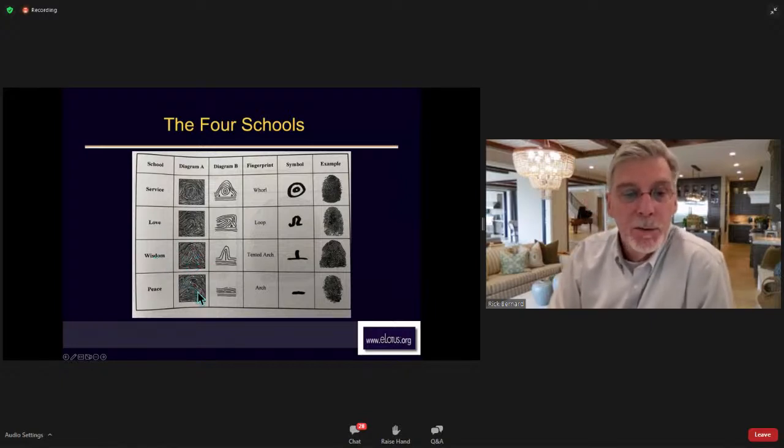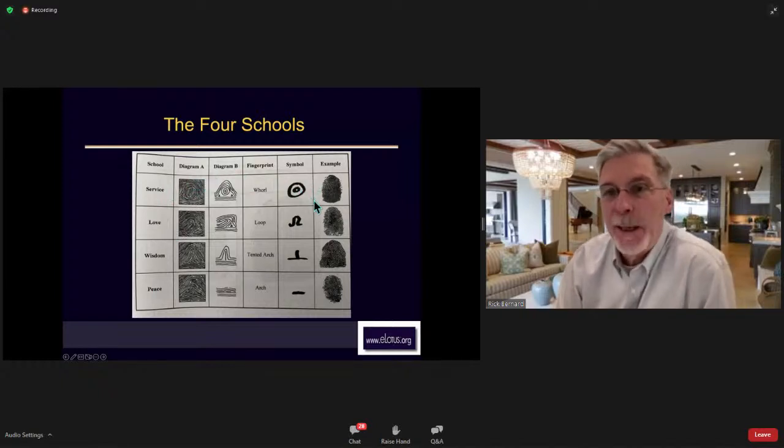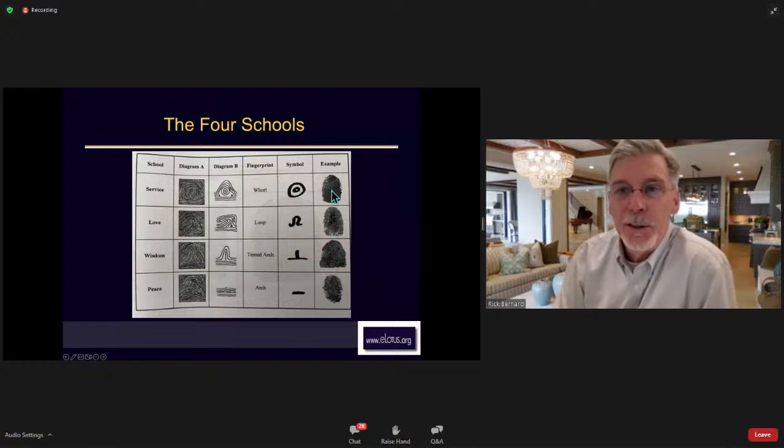Okay. And the final school is the school of peace. The school of peace is designated by an arch pattern. And arch patterns just kind of come up and go back down. See, it's not nearly as steep as the tented arch. It just goes up and down, and it's designated by this symbol, just a flat line. And again, that's the school of peace. So these are the 4 schools. And the way to determine the school is by how many of these you have. It's purely by number. You need a certain number of any one of these to be officially a member of the school.